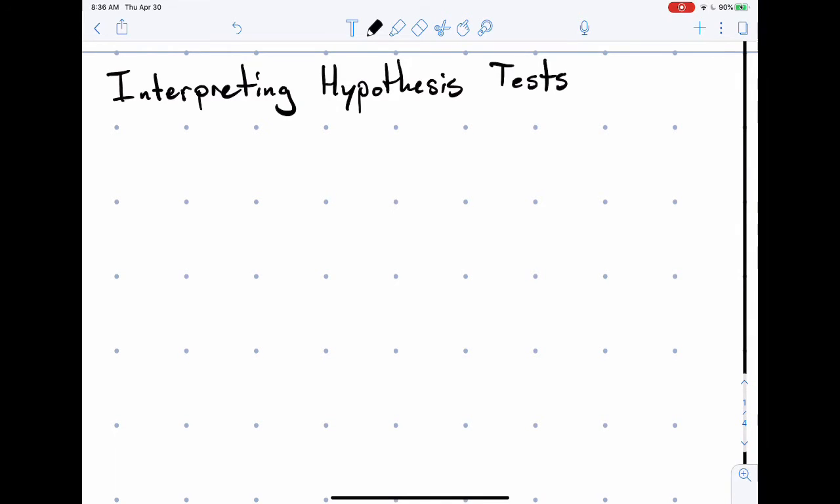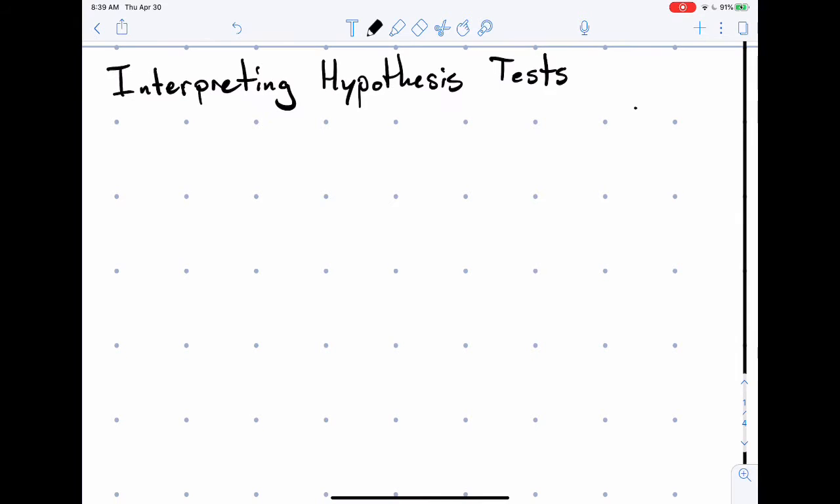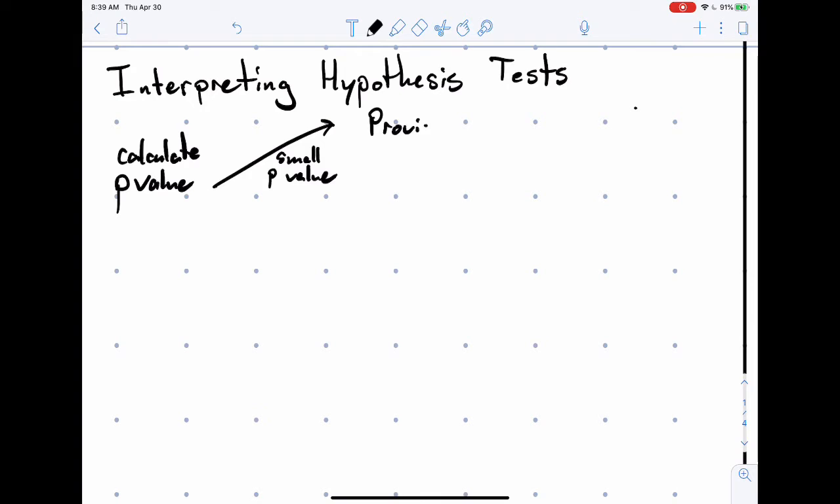In this video, I'll talk about how to interpret hypothesis tests. You start out with writing a formal hypothesis, and once you have that, you calculate your p-value. If you have a small p-value, this provides evidence that H0 is probably not true.